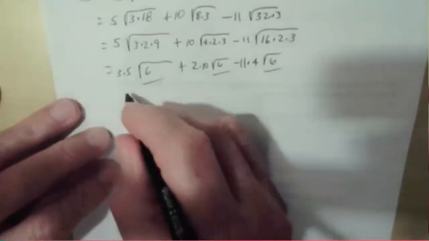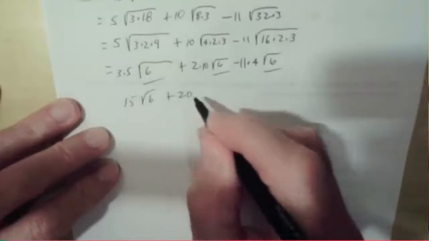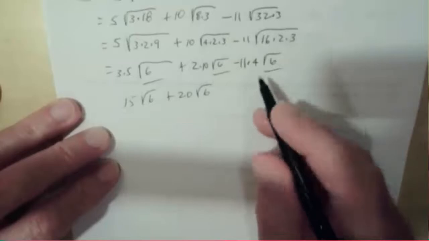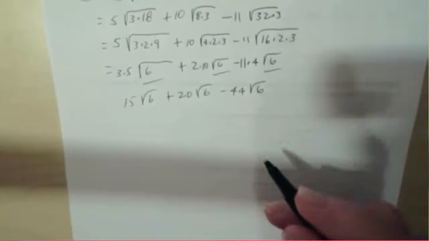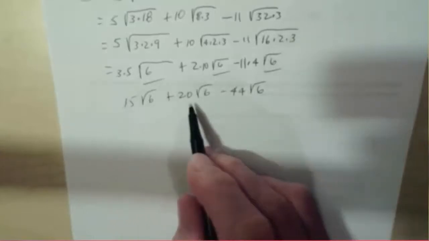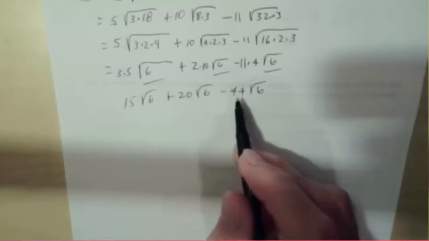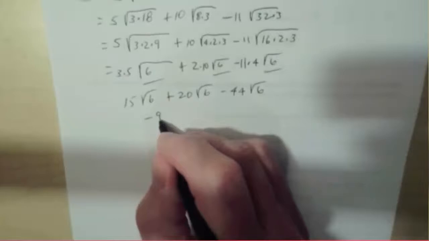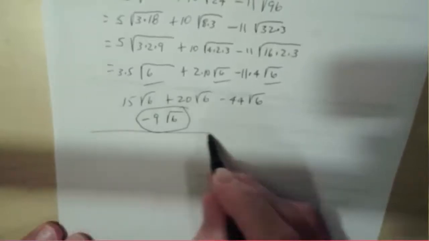So we have 15 square root 6 plus 20 square root of 6 minus 44 square root of 6. Okay, 15 and 20 is 35. 35 minus 44 is a negative 9 square root 6. Right? 29. Yeah, we're almost there.